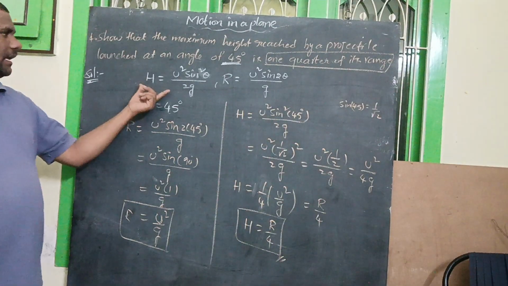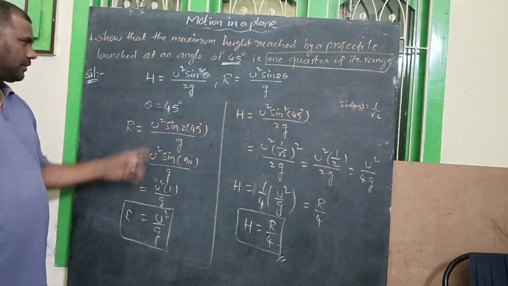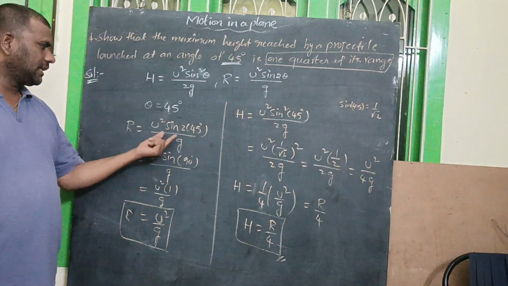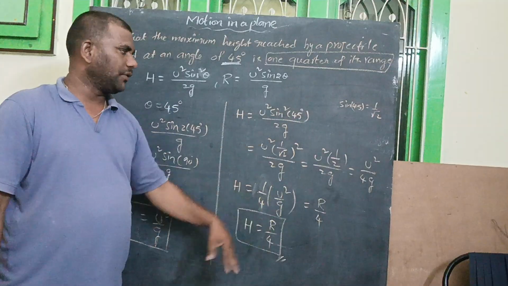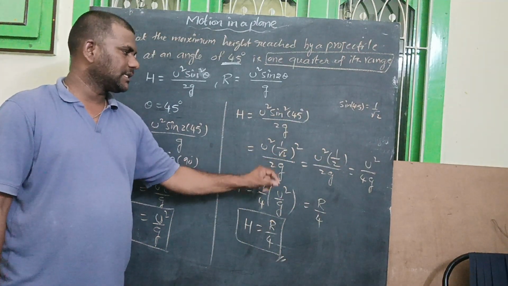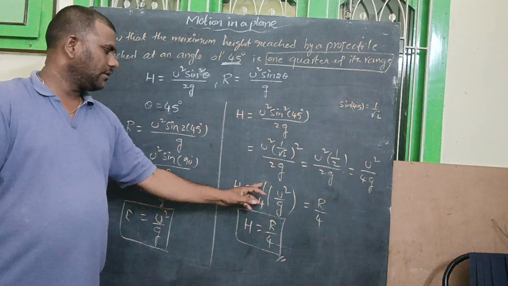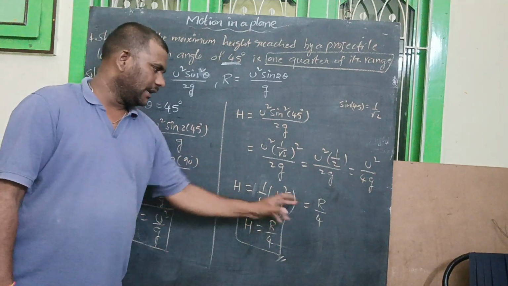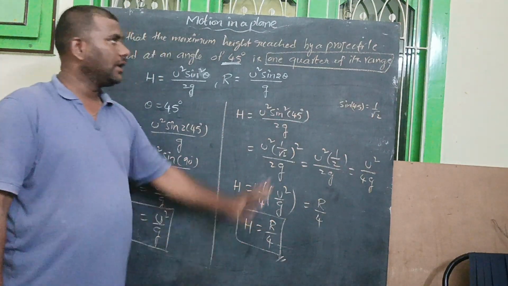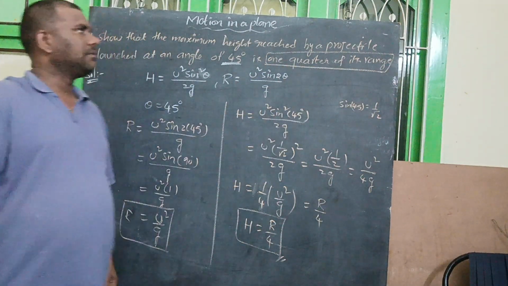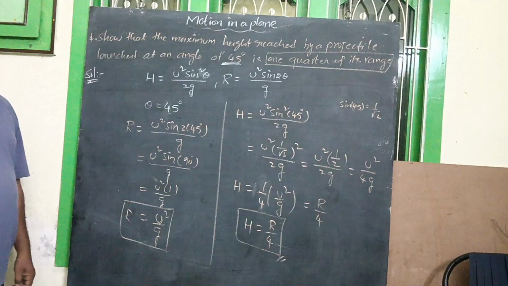So taking the maximum height u square sin square theta by 2g and range u square sin 2 theta by g, substitute theta as 45 degrees. Here sin 90 is 1, and sin 45 degrees is 1 by root 2. 1 by root 2 whole square gives 1 by 2, and 2 into 2 is 4, so u square by 4g. It can be written as 1 by 4 of u square by g. Then u square by g is R, so H is equal to R by 4. Hence the maximum height is equal to 1/4 of its range. Hence this is proved. So take a screenshot.